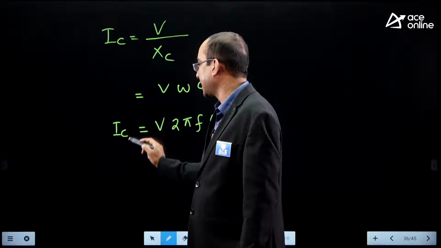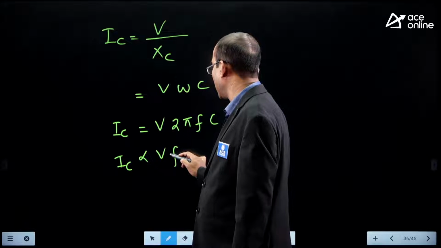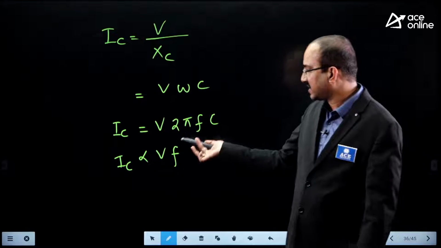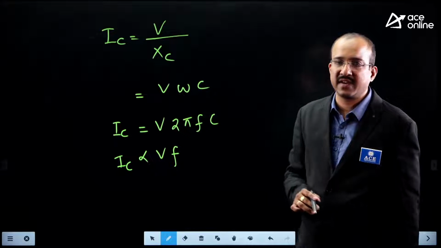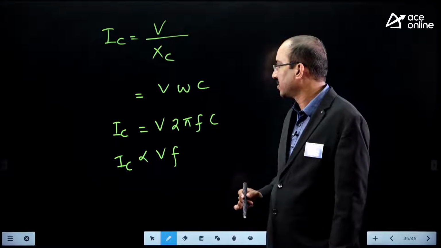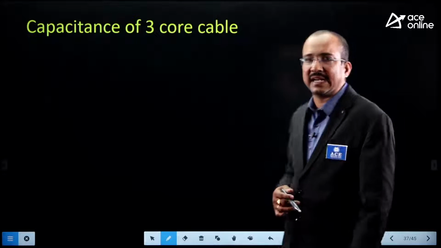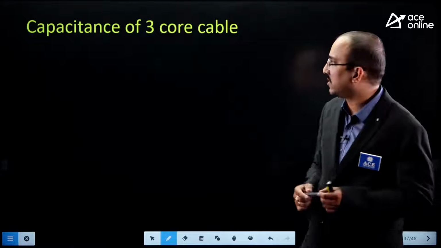So this is the charging current drawn by the capacitance. Charging current is directly proportional to voltage and frequency. If the supply frequency is increased, charging current increases. If the operating voltage is increased, charging current will be increased. Now, let us try to calculate the capacitance in case of a 3-core cable.